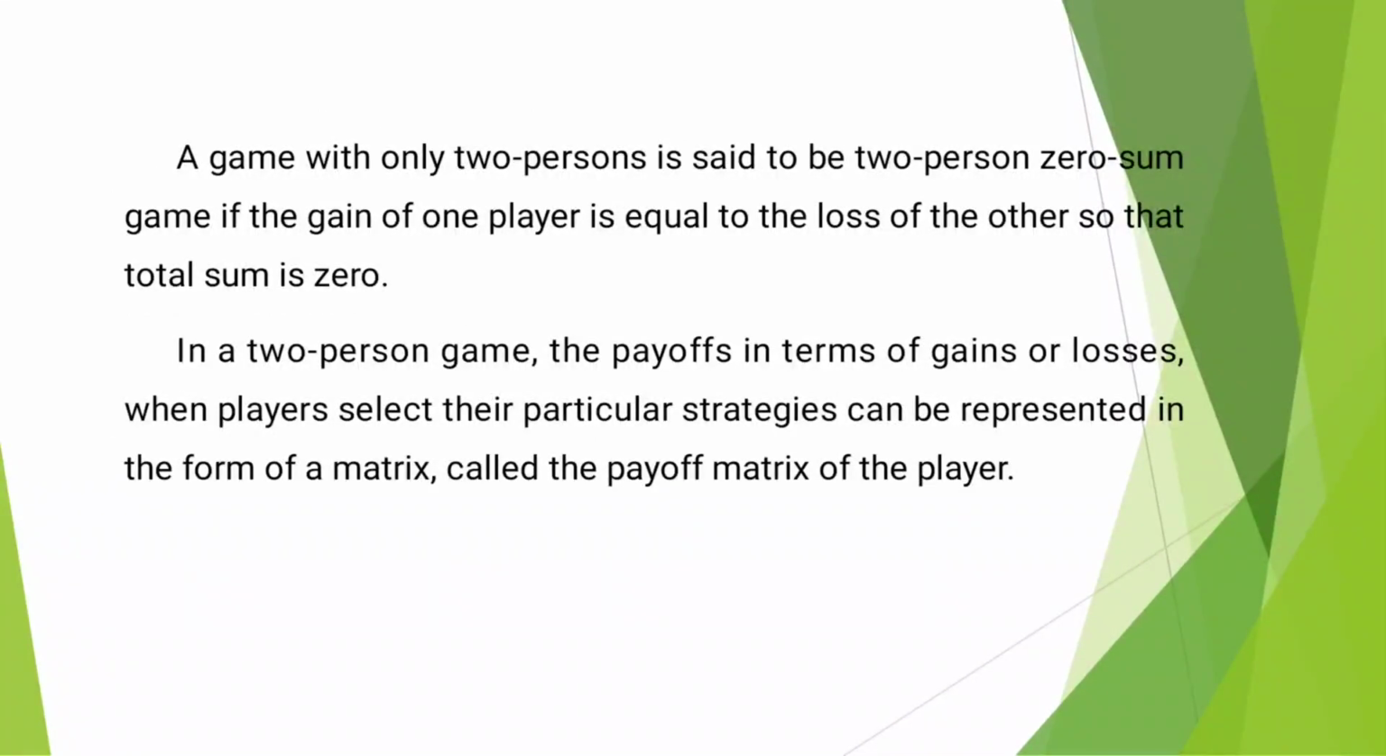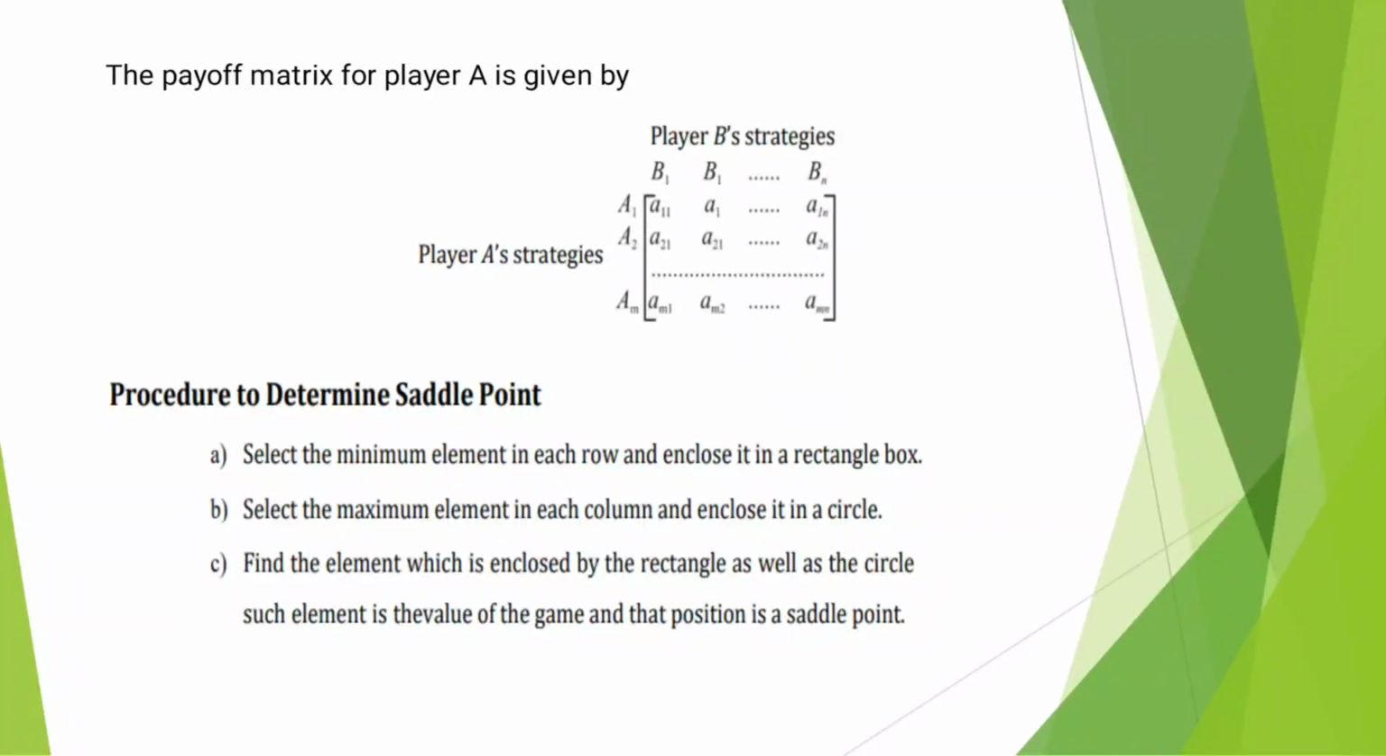A game with only two persons is said to be a two-person zero-sum game if the gain of one player is equal to the loss of the other, so that the total sum is 0. In a two-person game, the payoffs in terms of gains or losses when players select their particular strategies can be represented in the form of a matrix, which is called the payoff matrix of the player. The payoff matrix for player A is given below, that is player A strategies and player B strategies.